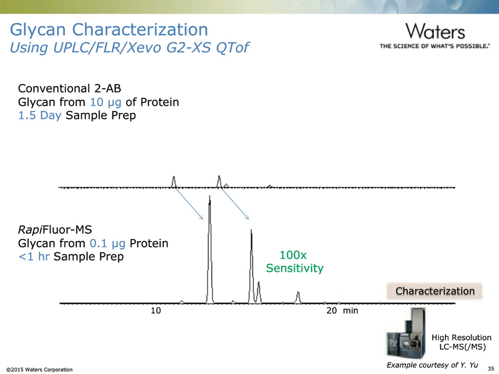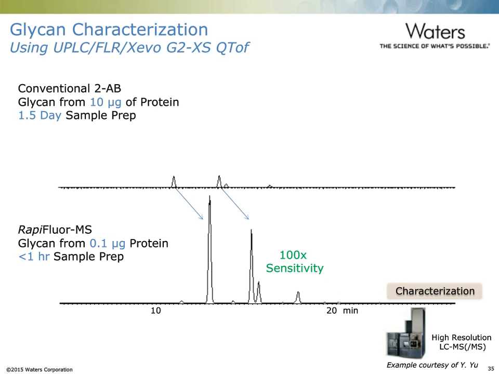Nevertheless, even with such an MS instrument, there is and will remain an issue with MS analysis of glycans prepared by conventional approaches. Specifically, there is a challenge to obtain sufficient MS information for all peaks observed in a high-sensitivity fluorescence profile. This is highlighted in this example. On the top chromatogram, the MS signal observed for glycans from a conventional 2AB approach is represented. The analysis was on glycans from 10 micrograms of glycoprotein in a sample prep approach that took a day and a half to complete.